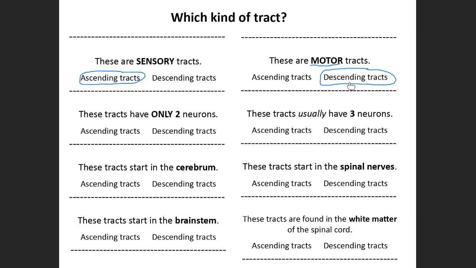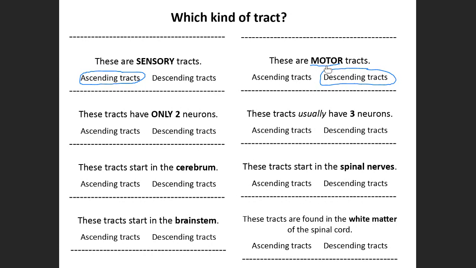First thing we need to make sure that we know, because 100% of the time this is true: if information is going down, if we have a descending tract, that kind of information is motor information. The brain will always only send out motor directions, what to do. Sensory information is what your body collects and sends up to the brain for processing. So 100% of the time, ascending tracts have sensory information and descending tracts have motor information.